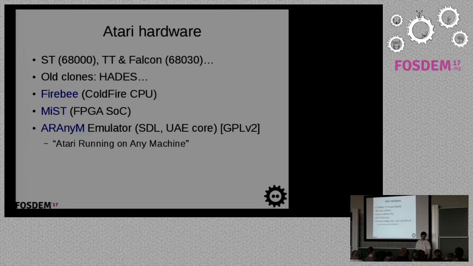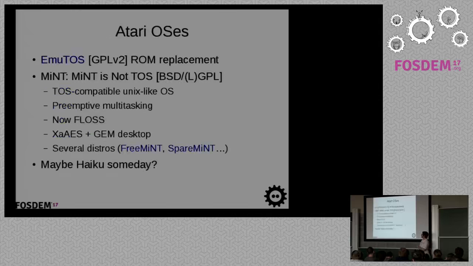So there are free software operating systems for the Atari. There's EmuTOS, and there's MiNT, which isn't the Linux Mint distro. MiNT is Not TOS, which is free software now. And it's preemptive multitasking. It has a Unix-ish API and even a U drive, because it was like DOS. There is an A, B, C drive, and there's a U for Unix drive, which has /proc/ and so on. So it's a bit weird, but it's funny. And maybe Haiku someday. I started a Haiku port, but well.